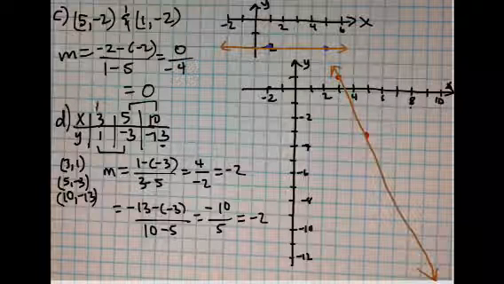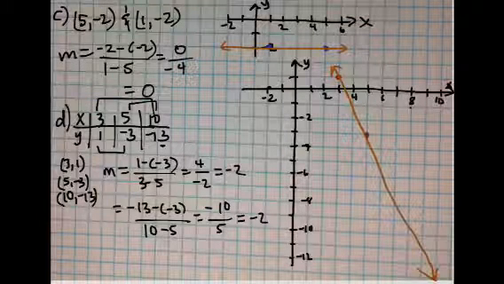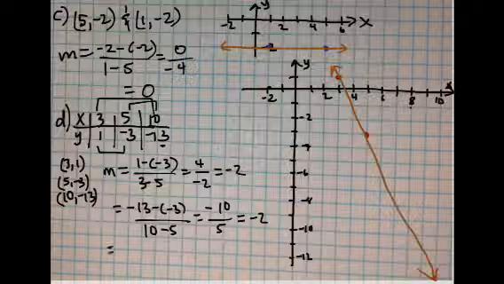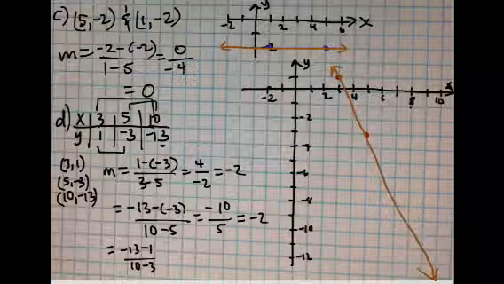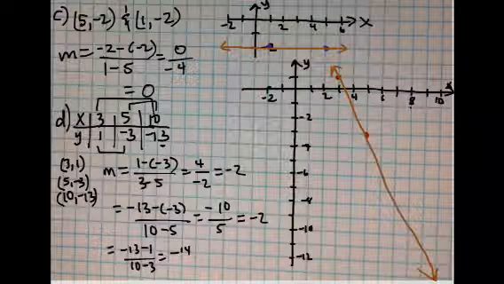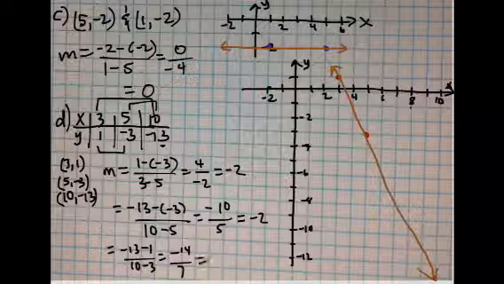Or if you pick the first one and the last one, it doesn't matter. That would be negative 13 minus 1 divided by 10 minus 3, right? So I get negative 14 over 7, which again is negative 2.